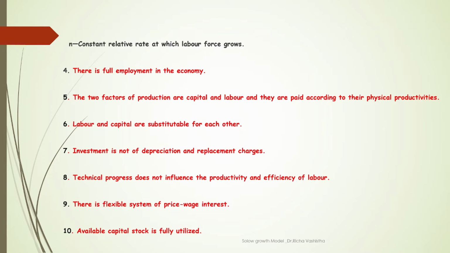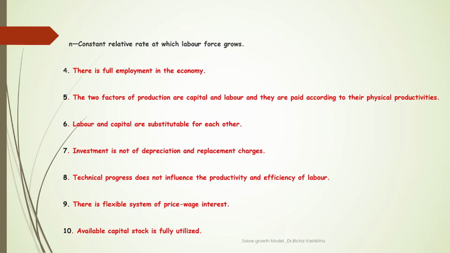Now other assumptions were like there is full employment in the economy. The two factors of production are capital and labor, and they are paid according to their physical productivity. How much they are contributing in terms of their physical productivity, they will be paid accordingly. Then labor and capital are substitutable. There is a perfect substitution, meaning to say, then investment is net of depreciation and replacement charges.